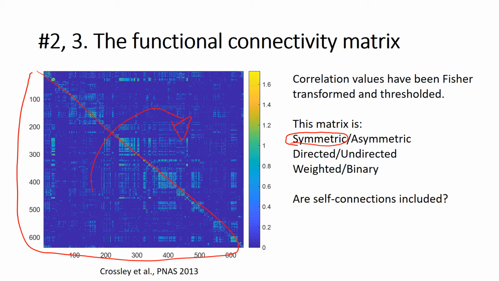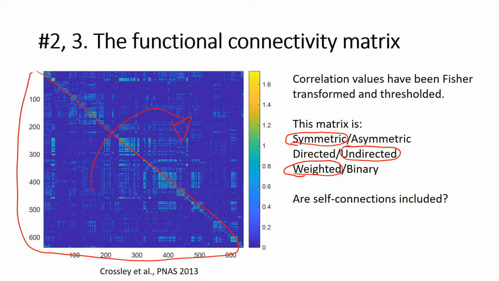Similarly, we want to ask whether this is a directed or undirected matrix. Functional connectivity based on correlation doesn't tell you anything about which way the connection between two areas goes. So this is an undirected matrix. And then we can ask whether it's weighted or binary. The values vary between 0 and my color bar says 1.6, and they're not just 0 or 1. So this is a weighted matrix. Later, we're going to threshold it and make it a binary matrix.